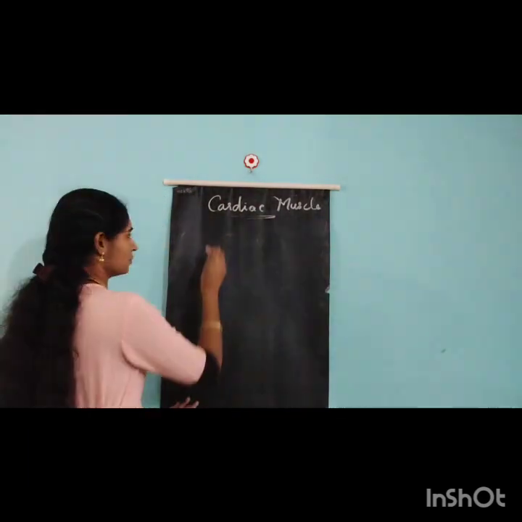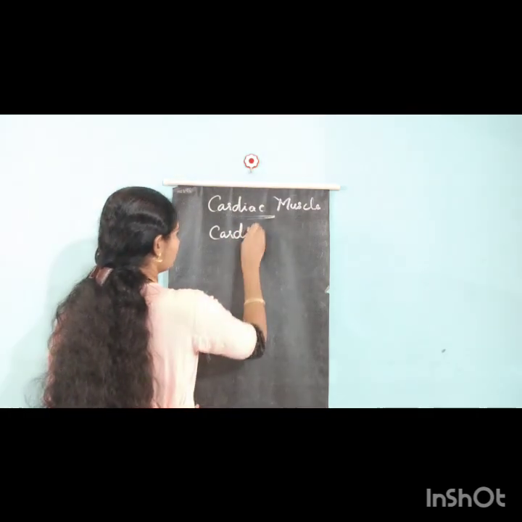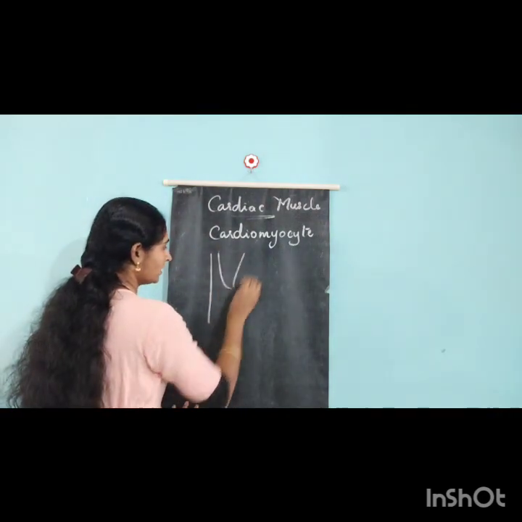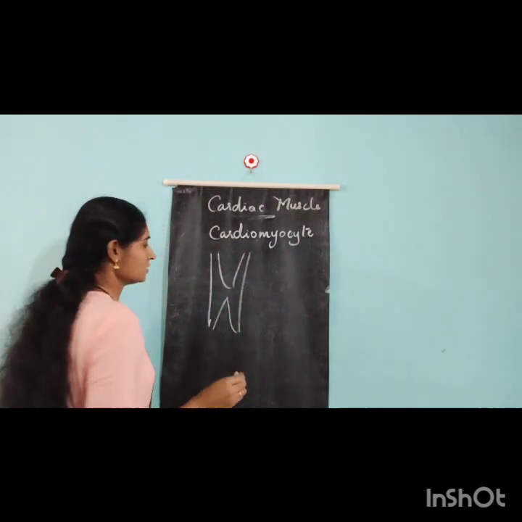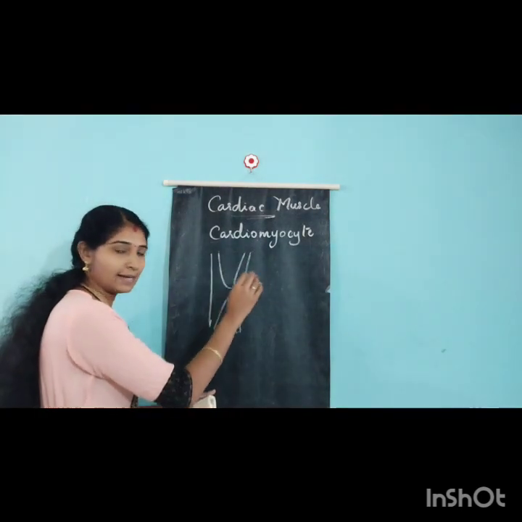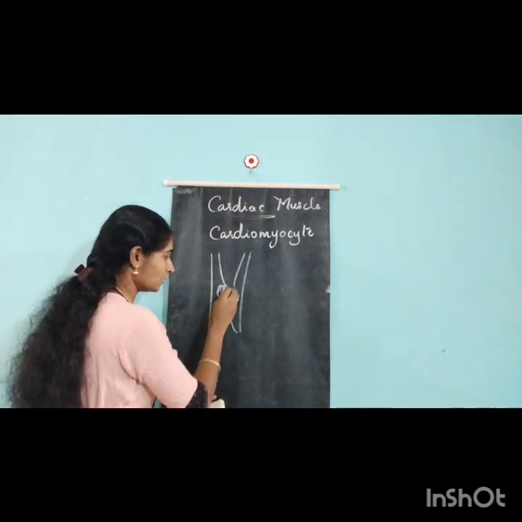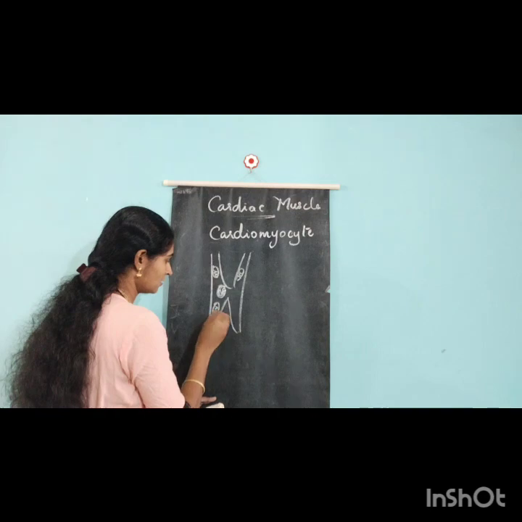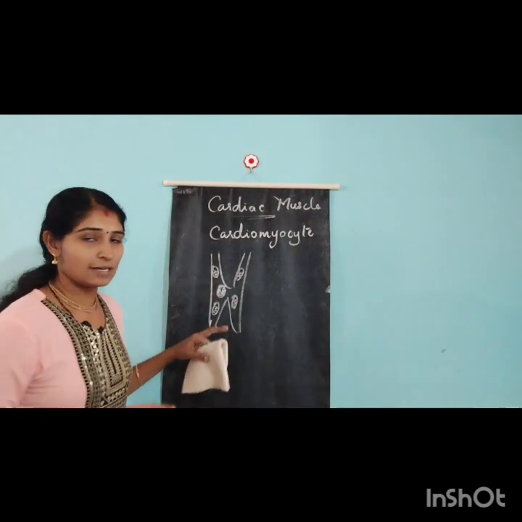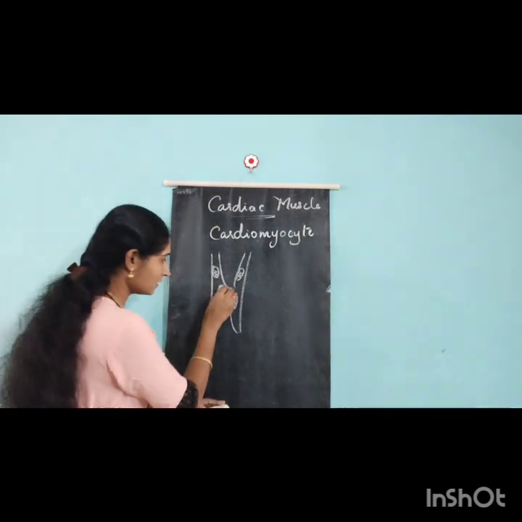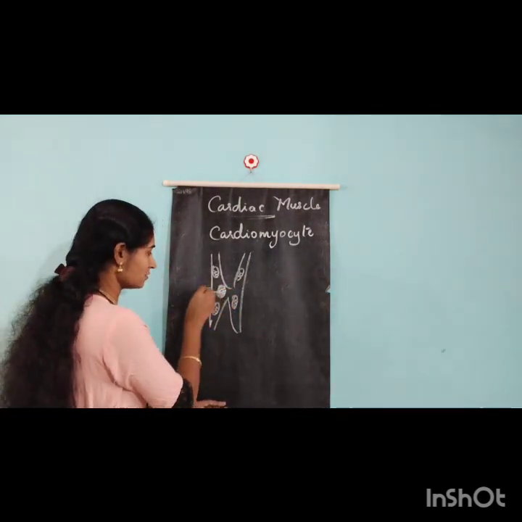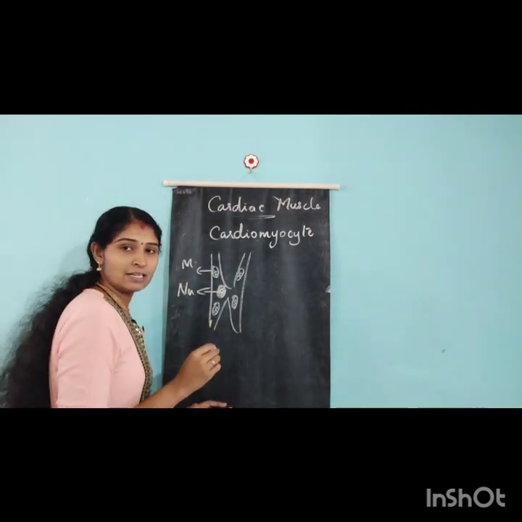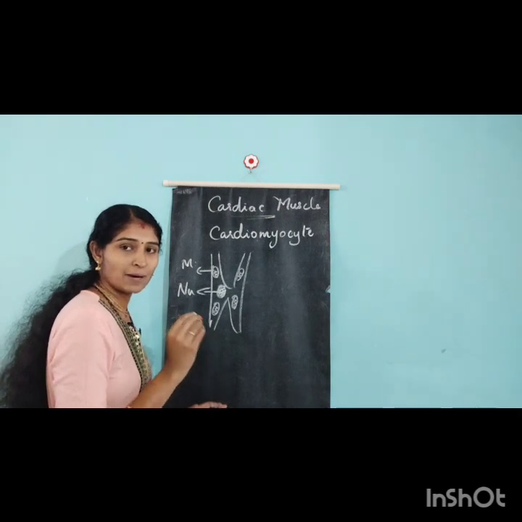So what is this cardiomyocyte? What is the structure present in cardiomyocyte? So it is elongated and branched. See, the cardiac cell is elongated and branched. It is having a single nucleus and many mitochondria. This is nucleus. Many mitochondria and thin and thick filament, that is, which forms the myofibril.